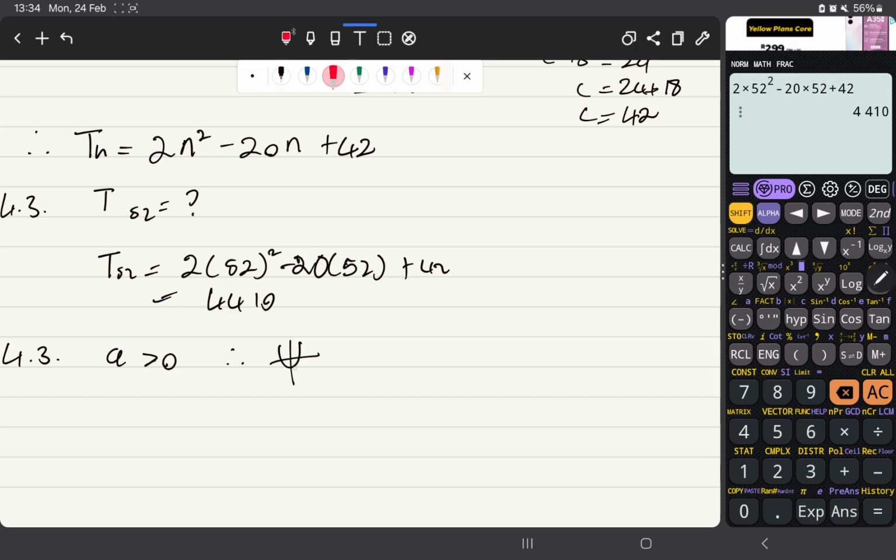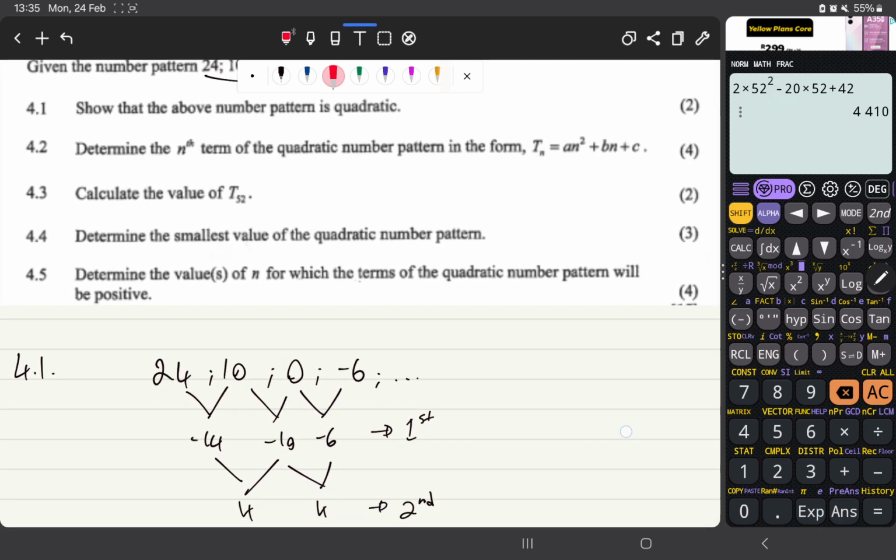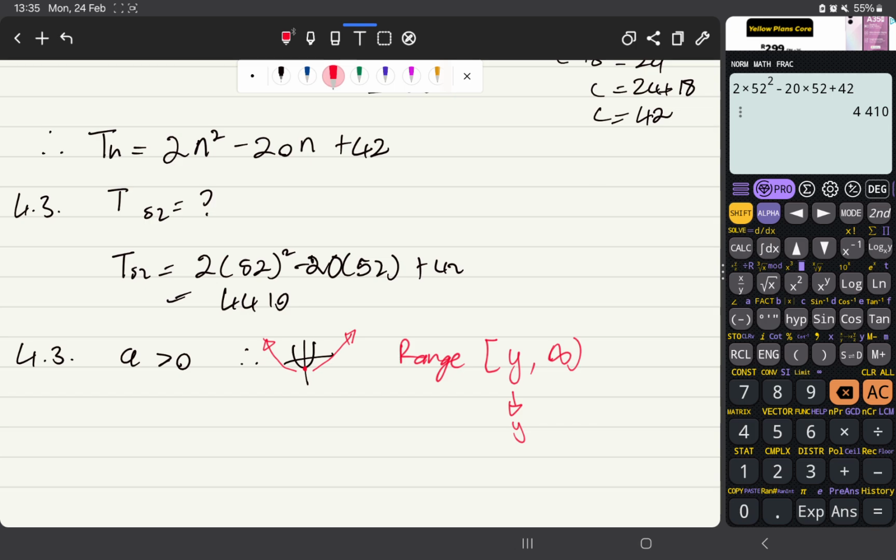The shape is going to be like this, and you're going to have a value of y here, which will be the smallest value of y, because for all the other values, they're going to just keep on increasing to infinity. So the range is going to be y to positive infinity, and the value we are trying to find is this y. The question is 3 marks, so it shouldn't be a problem.